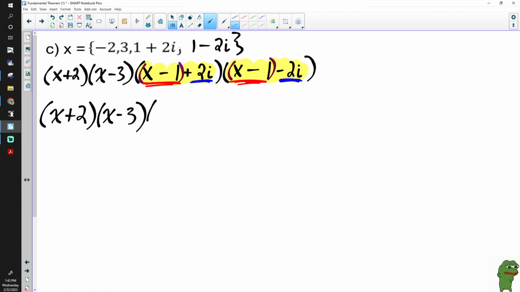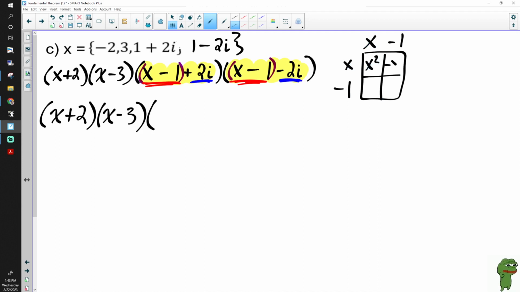I have not done anything with them, but I am going to multiply my first terms and my last terms. So using a box, I have x minus 1, x minus 1. We just did this one. I get x squared minus x, and 1. So I'm left with x squared minus 2x plus 1.